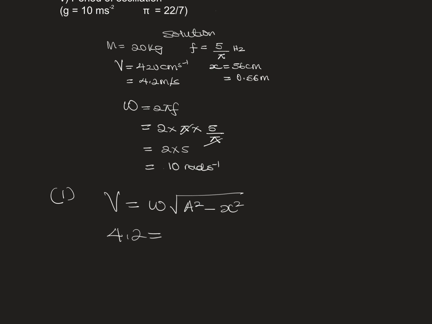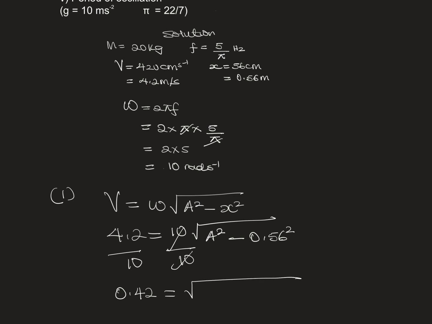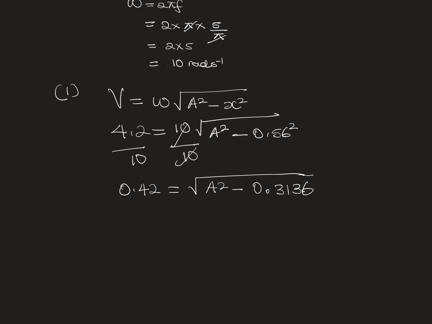4.2 is equal to the angular frequency, which is 10, times the square root of a, the amplitude, that is what we are finding, squared, minus the displacement, which is 0.56, so it will be 0.56 squared. So what can I do? I can divide both sides by 10. That will be 0.42 is equal to the square root of a squared minus 0.56 squared, that is 0.3136.